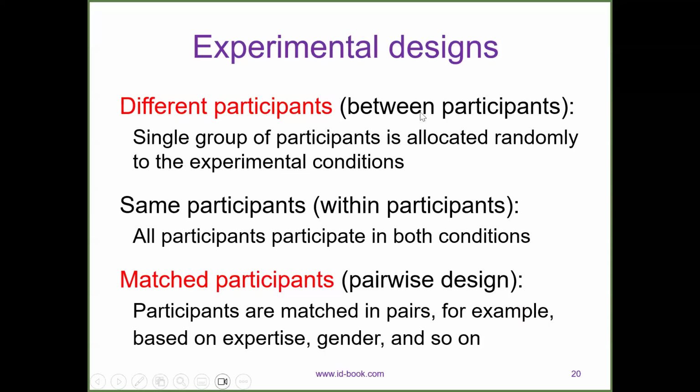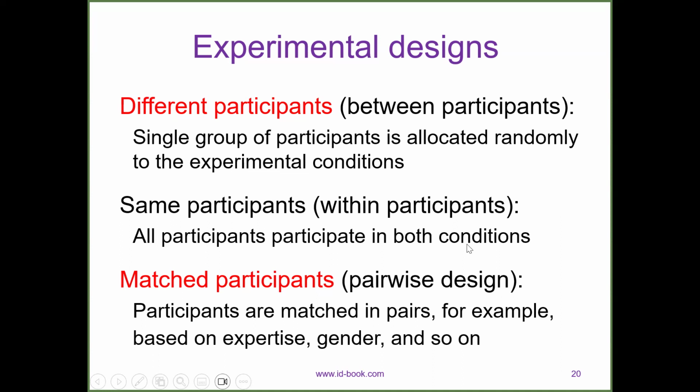Now, let us understand more about experimental design. There are three designs in carrying out experiments. The first one is called different participants. It is also known as between the participants. A single group of participants is allocated randomly to experimental conditions. The same participants design is called within participants. All participants participate in both the conditions.